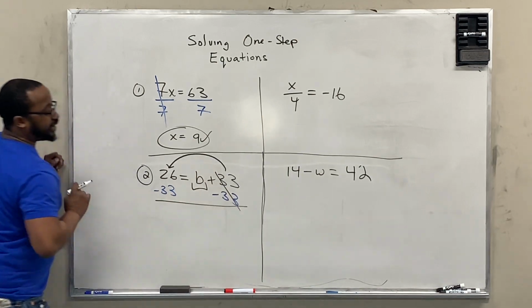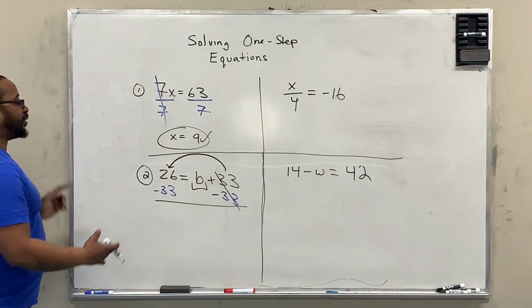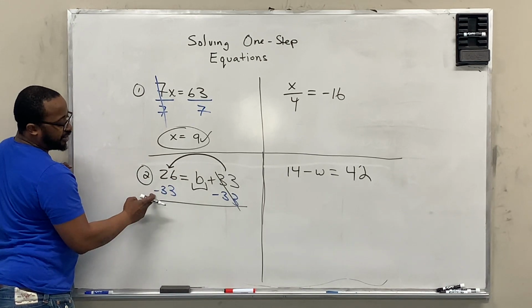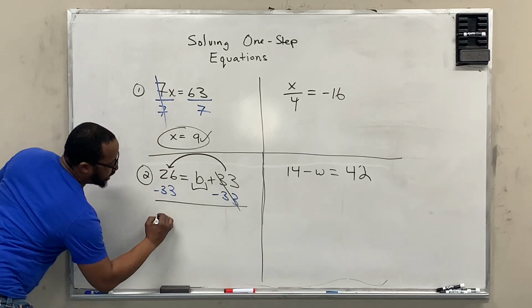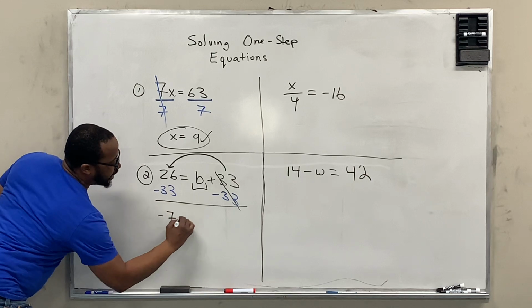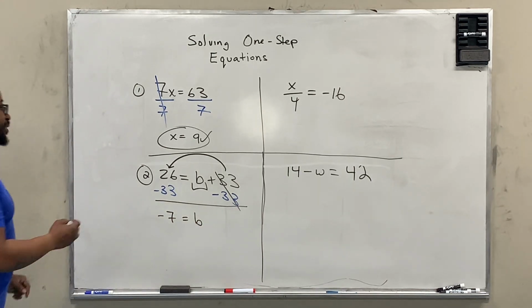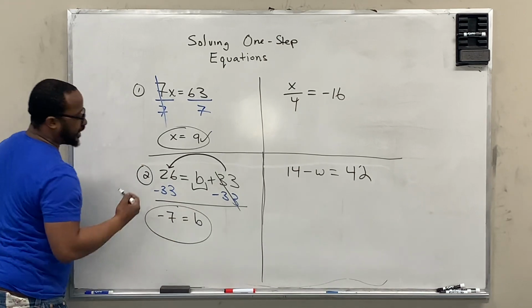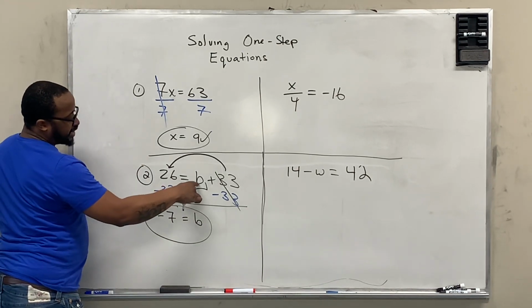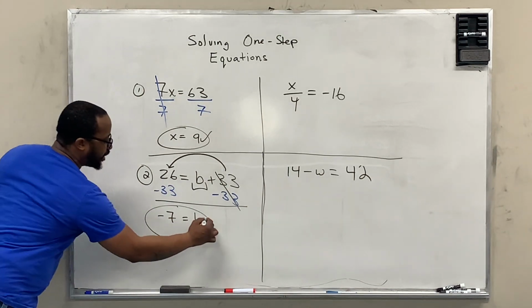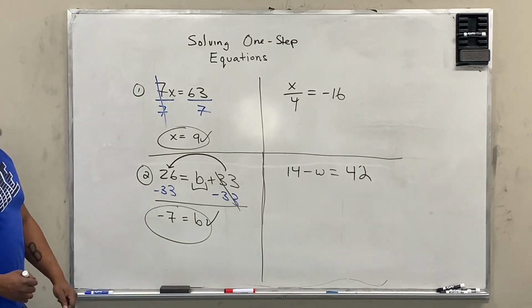This 33 minus 33 is canceled out. Now b is gonna be equal to 26 minus 33. So that's gonna give us -7 is equal to b. Okay, and that's gonna be my final answer, and I can check it. If I have -7 plus 33, that's gonna give me 26. So b is equal to -7.